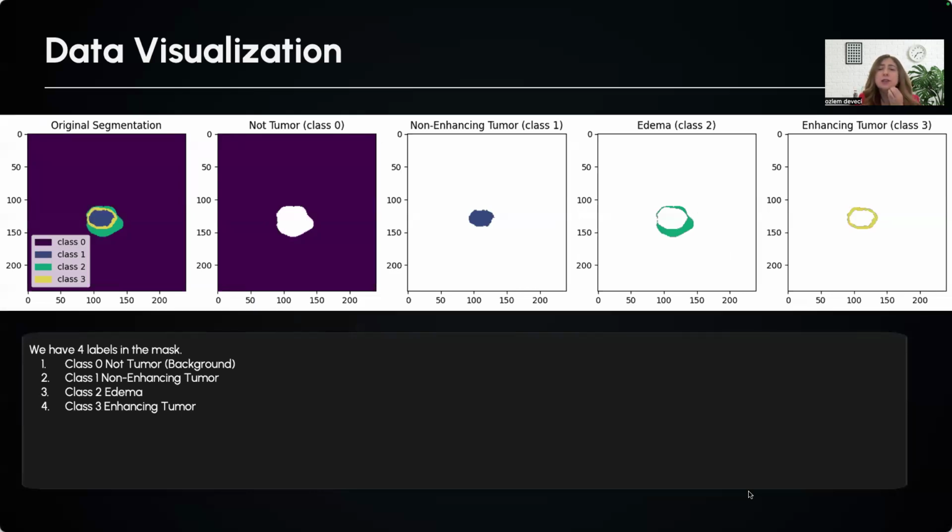Data visualization, segmentation masks. Here you can see the segmentation targets, the masks I'm training the model to predict. We classify every voxel into one of four classes. Class 0, healthy background tissue. Class 1, non-enhancing tumor. Class 2, edema, the swelling. And Class 3, the enhancing tumor.